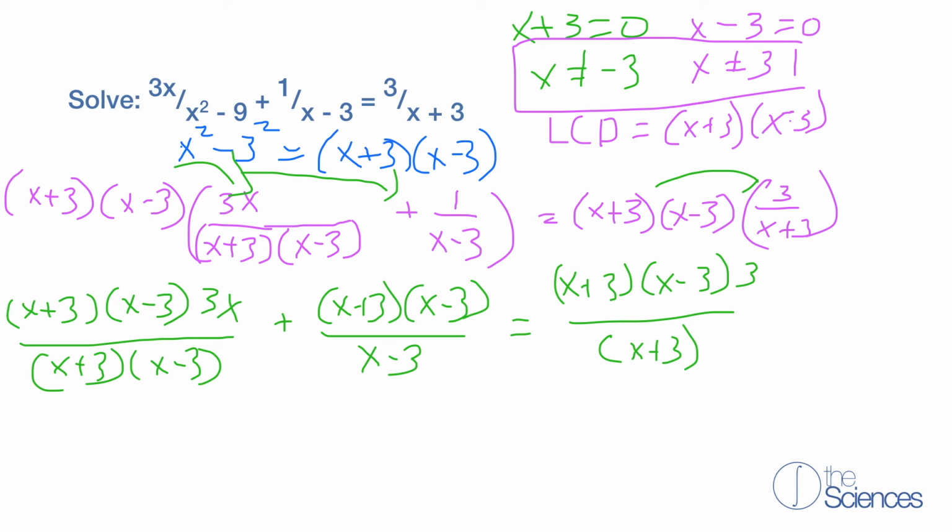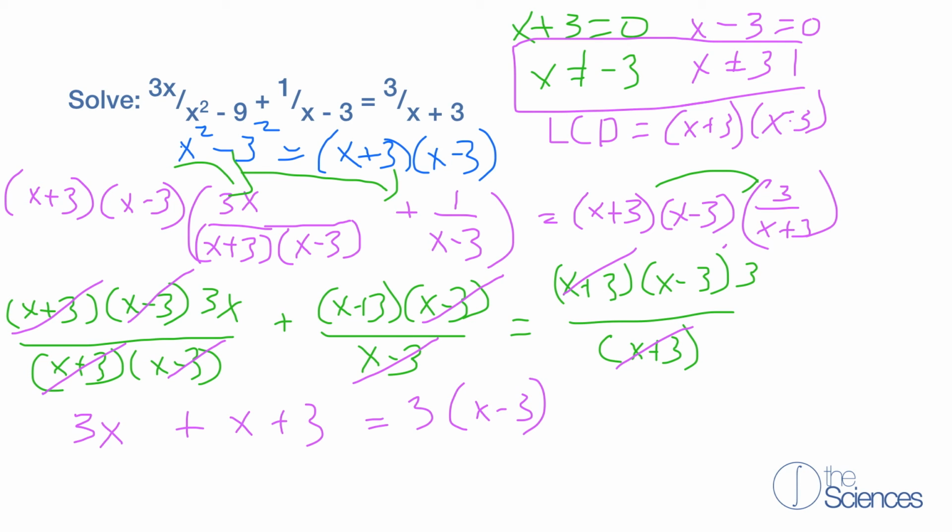So now we're going to cancel out our like terms. Here we have x plus 3, and here we have x plus 3. Here we have x minus 3, and here we have x minus 3. Here we have x minus 3. Here we have x minus 3. So what we're left with is 3x plus x plus 3. And on the other side, we have x minus 3, x plus 3 here, and x plus 3 here. So we're left with 3 times x minus 3.